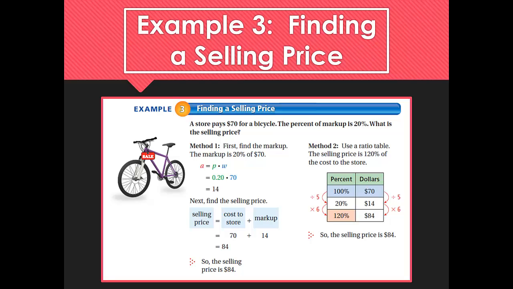If you mark it up 20%, we could find 20% of $70. So to go from 100% to 20%, we would be dividing by 5. So then 70 divided by 5 is 14. So 20% is 14. And then if we start with 20% and we want 120%, we could multiply by 6, because 20 times 6 is 120. So then 14 times 6 is 84. So 120% would be $84. The selling price then is $84.